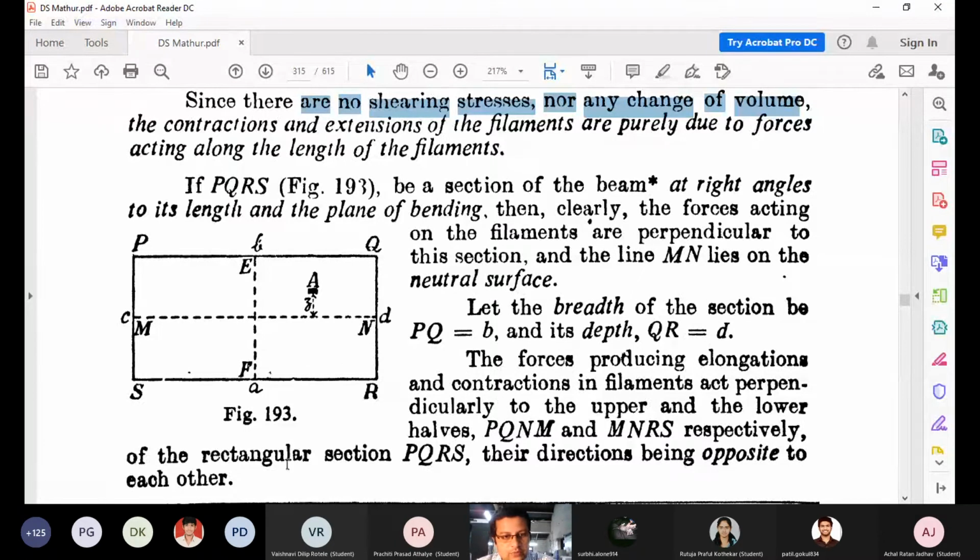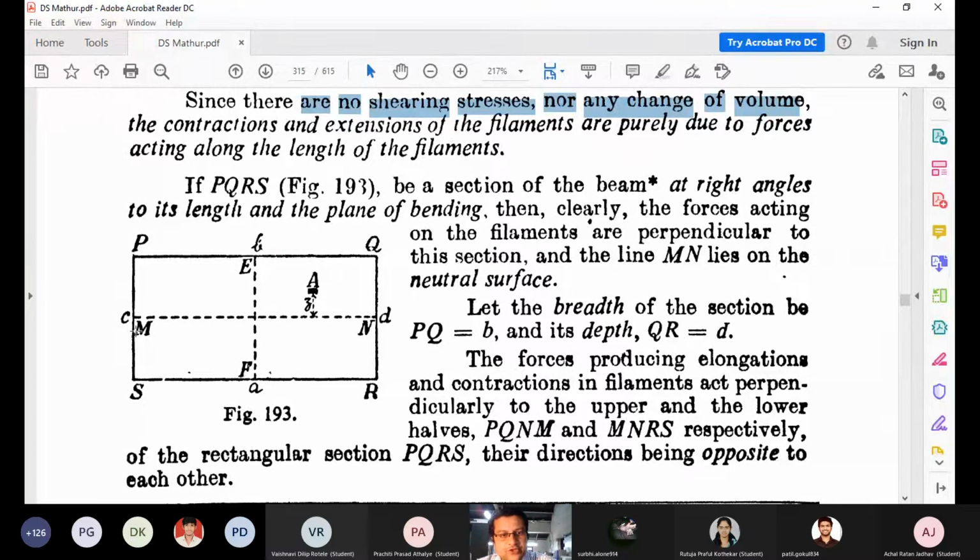So consider this small rectangular portion over here, PQRS, you can see on your screen, and this is the particular section of the beam we consider, a small portion of the beam, and this particular section is at a right angle to its length and the plane of bending. And the forces acting on these filaments are always perpendicular forces, and the line MN lies on the neutral surface.